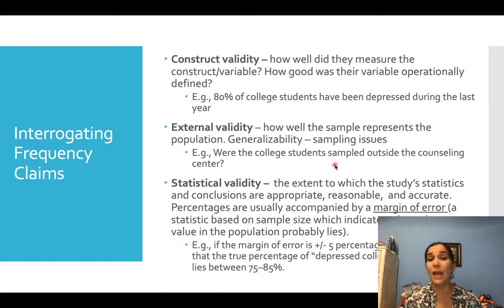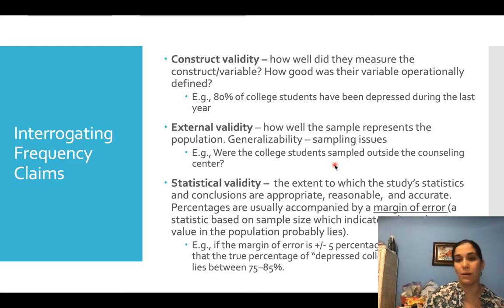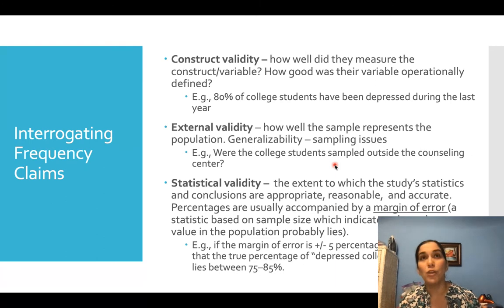And then third, we have statistical validity. Statistical validity is essentially the extent to which the study's stats are appropriate, and therefore the conclusions are appropriate and accurate. When we're talking about frequency, what we're essentially talking about is margin of error. So you may have heard or seen something like 80% of college students plus or minus 5% are depressed in the last year. That plus or minus 5% is your margin of error.